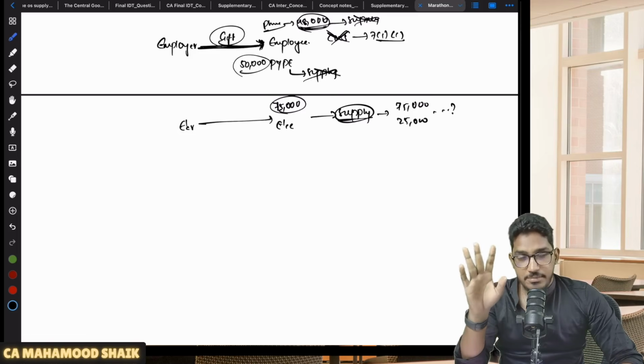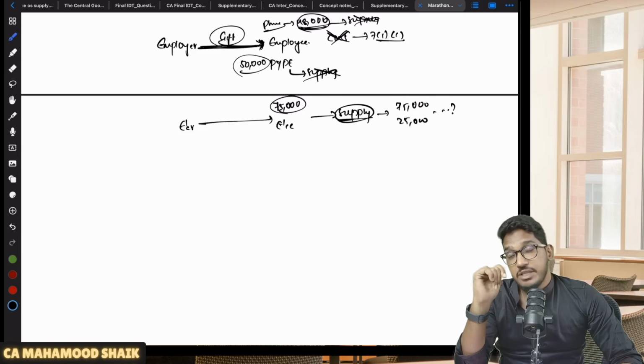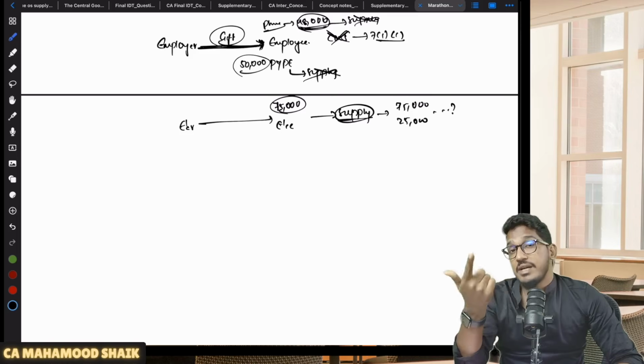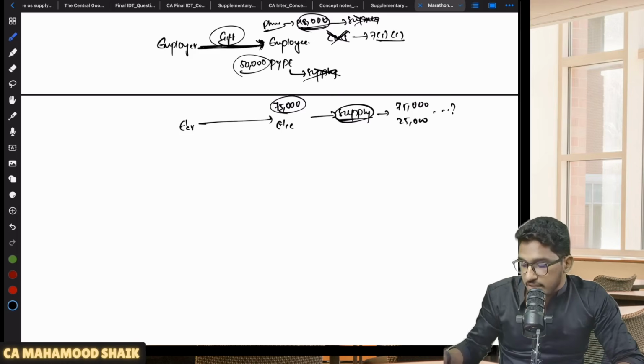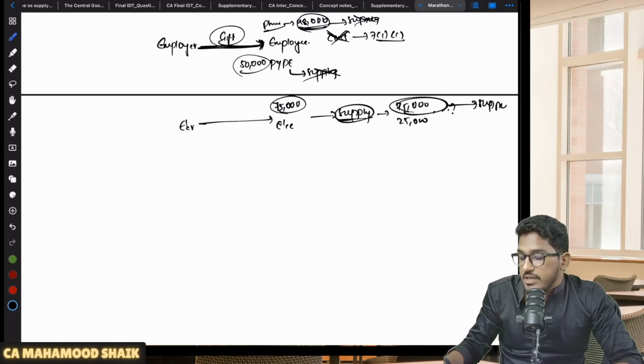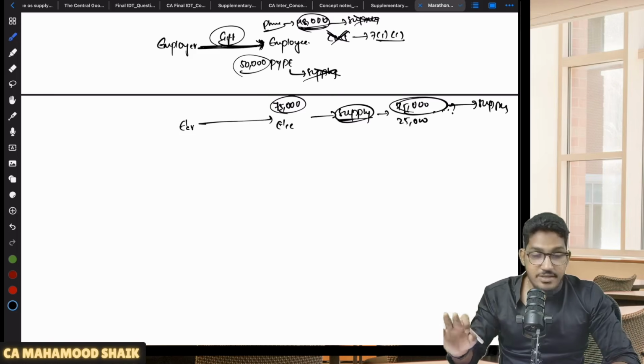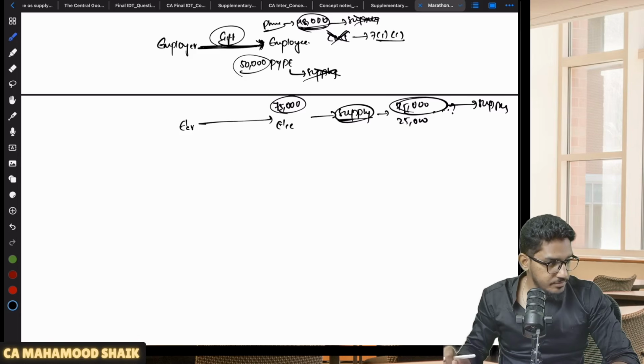Okay, I will not treat it as supply. But if the value of the gift is exceeding 50,000 rupees, I have to treat it as supply. But what is the value of supply? Entire gift value or value exceeding 50,000? Entire gift value. Entire 75,000 will be treated as supply, not just the value exceeding 50,000. Entire value will be treated as supply.